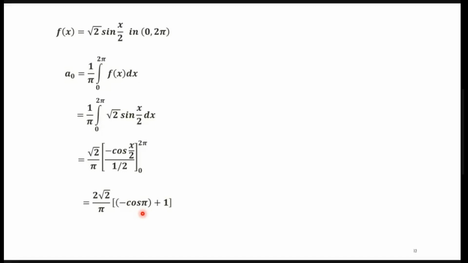Now cos pi की वैल्यू क्या है? It is equal to minus 1. तो cos pi की वैल्यू -1, तो minus cos pi will become 1. तो 1 plus 1 into 2 root 2 by pi. This will become 4 root 2 by pi.